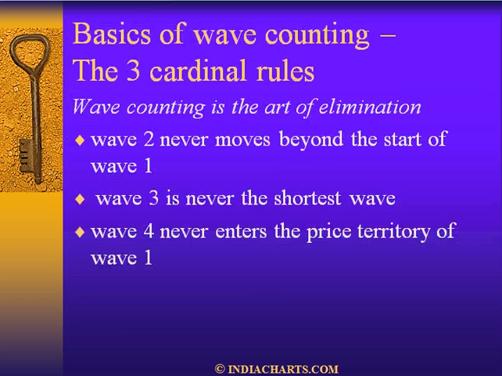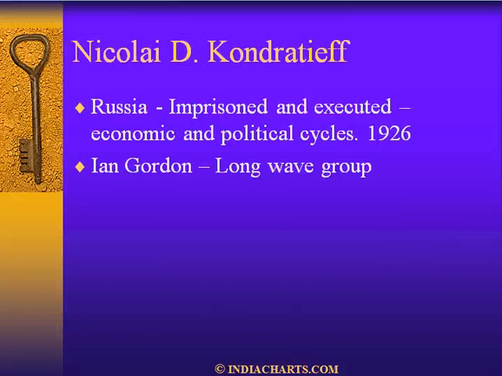To sum up quickly, the three cardinal rules: wave 2 never moves beyond the start point of wave 1, wave 3 is never the shortest wave, and wave 4 never enters the price territory of wave 1. Now, like I discussed just a few minutes back, the Kondratieff cycle forms the super cycle degree wave count, which occurs at a generational level, which means approximately 70 to 90 years in time.